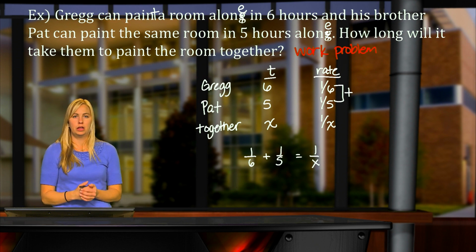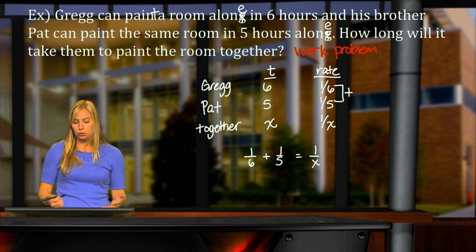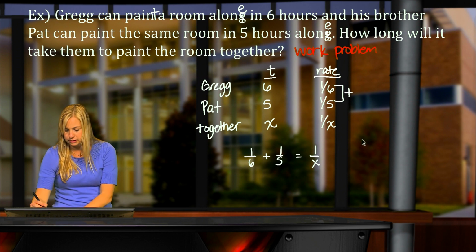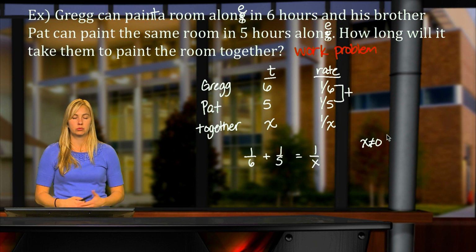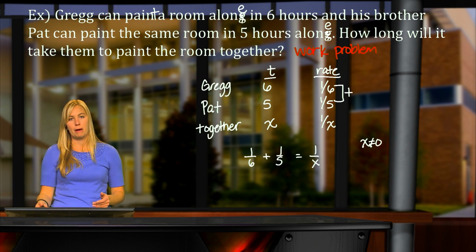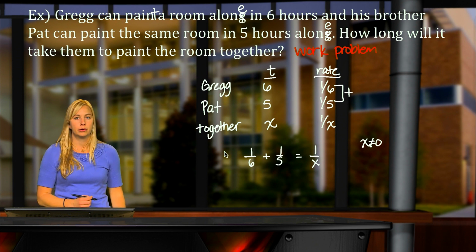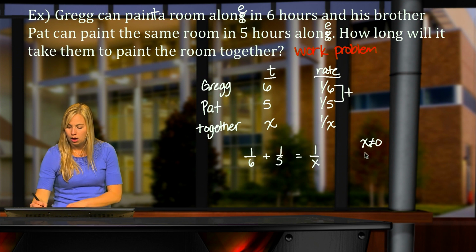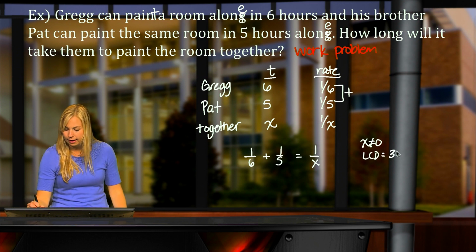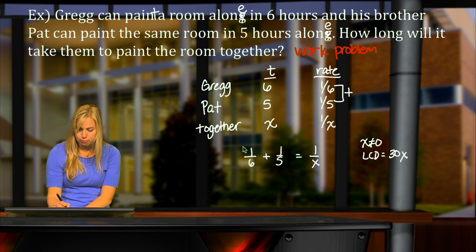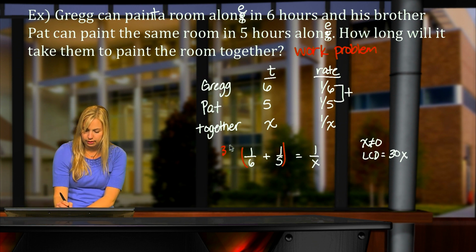And this looks just like one of those first examples we saw. We'll state our restrictions, x cannot equal 0. And this is a pretty obvious restriction. Thinking about what x represents, it represents time. It's not going to take them 0 hours to paint this room together. That's not possible. Our LCD is going to be 30x. And we're going to go through and multiply both sides of our equation by that LCD.